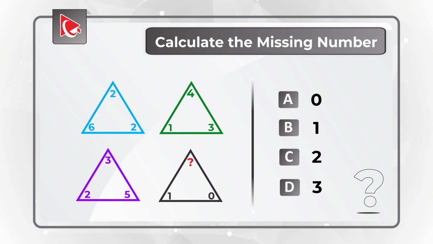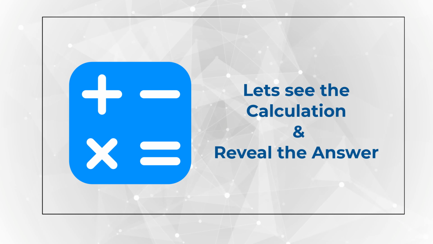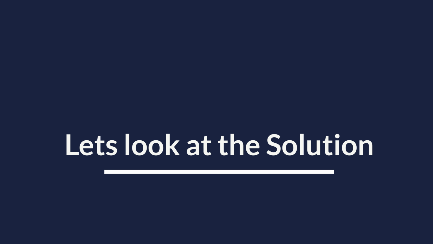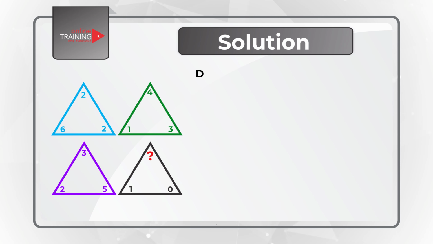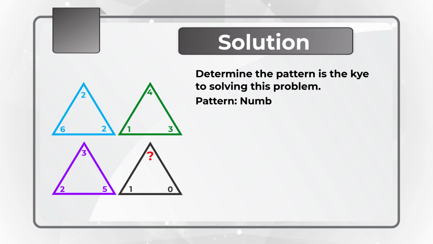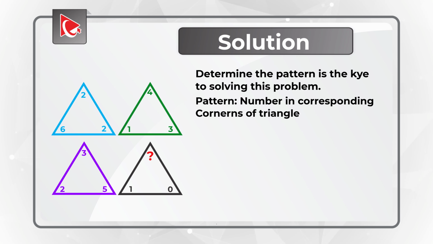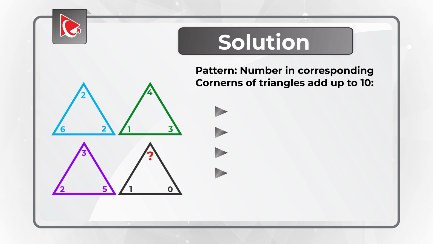Do you see the answer? Let me give you a hint. There is a true calculation and not guessing behind determining what the number is. Ready or not, I am going to move forward and reveal the solution to you. As I mentioned, the trick about this problem is that the number can be calculated. And the key to calculate it is to determine the pattern. The pattern here is that the numbers in the corresponding corners of the triangles all add up to 10.